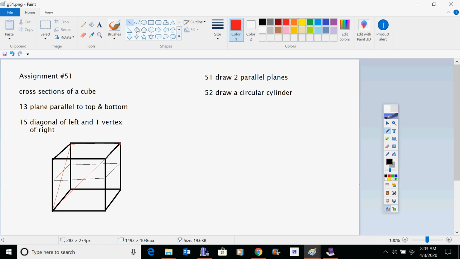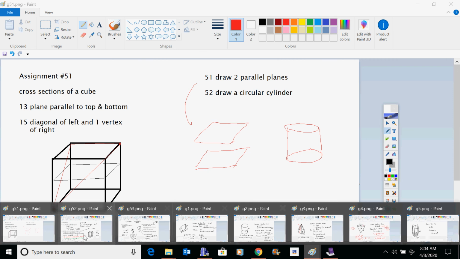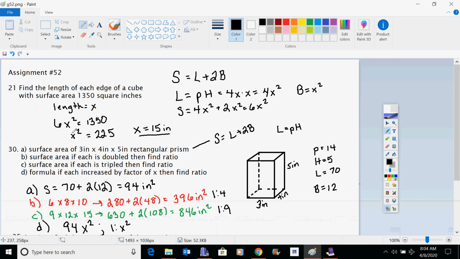Drawing two parallel planes, this is a review real quick. For number 51, you could simply draw something like that. There's one and then another one. Yes, I'm doing this rough and quick, but I don't want to take forever on this. And drawing a circular cylinder, you could draw two circles. Once again, I'm not using my tools on purpose. There we go, that would be close enough to a circular cylinder. So we have that. All right, moving right along. Some of these others you'll find a little bit more helpful.